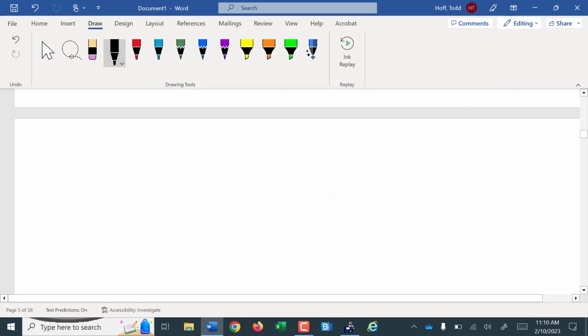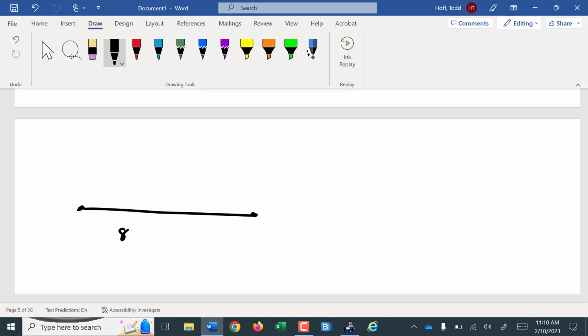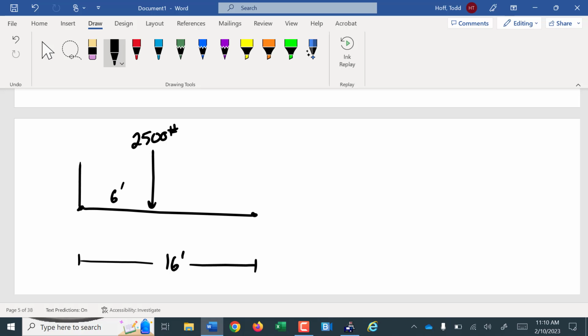Let me make this a little more interesting than that. So let's say we have a 16-foot beam here. And at 6 feet from the left end, we have 2,500 pounds. So I want to find my left end reaction and my right end reaction.